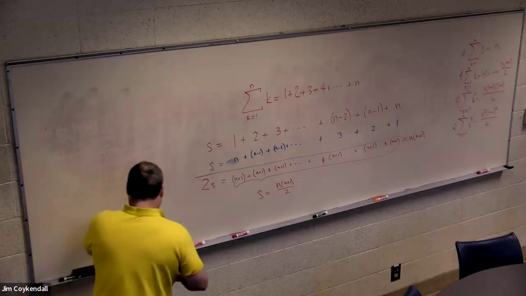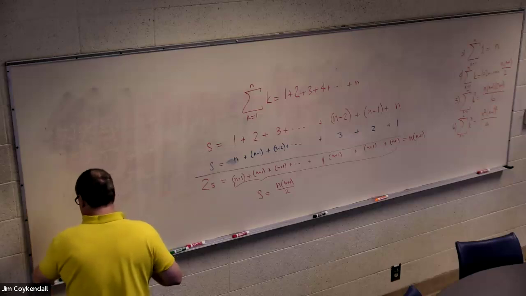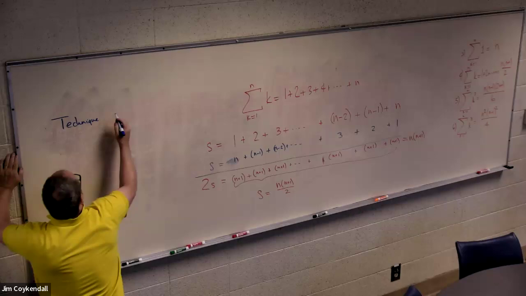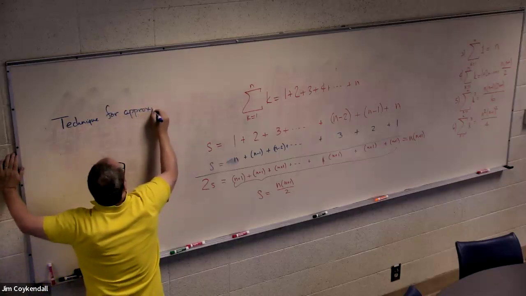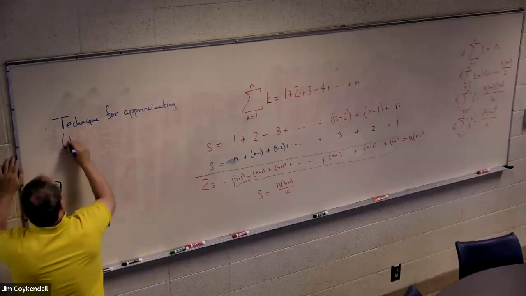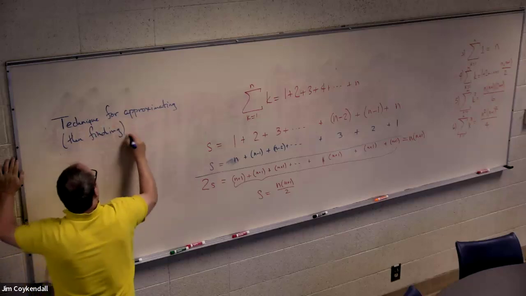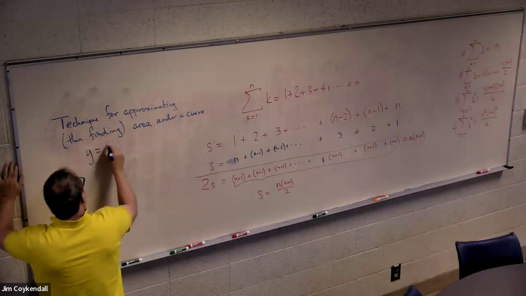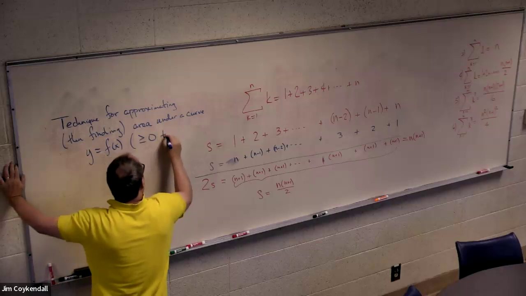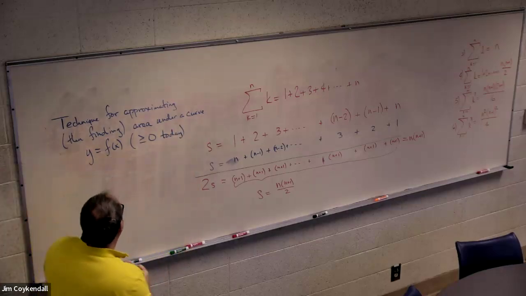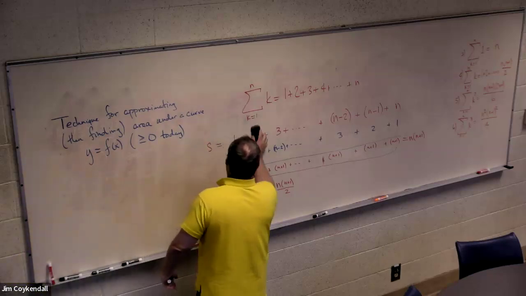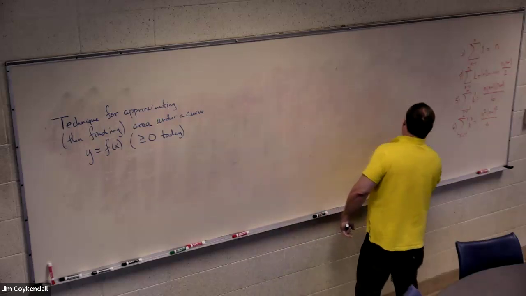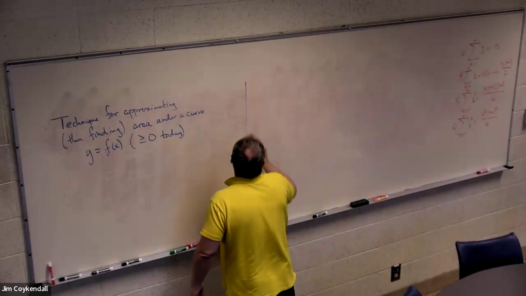Okay, so here's the deal. We are going to assume that f of x, and for today, I want to make sure I'm talking about area. So I'm going to assume that my function is actually a positive function, that is, it's above the axis. So when I say area under a curve, what I mean is the area between whatever the curve is and the x-axis. Something like that.